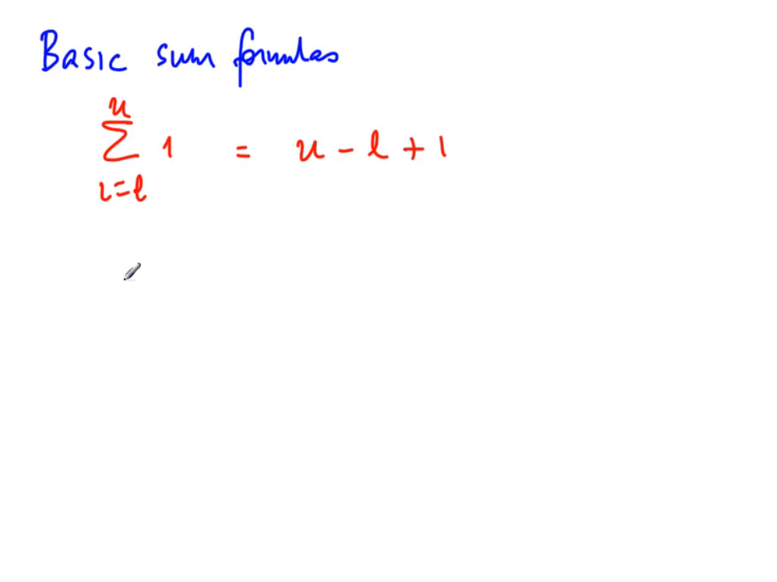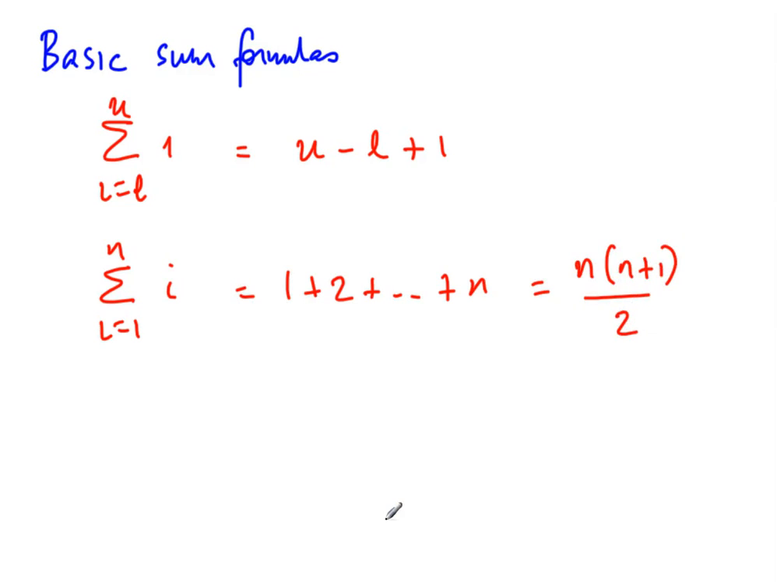The other thing that happens very often in our analysis of algorithms is to add up from i equal to 1 to n, i itself. That is 1 plus 2 plus up to n. We want this sum. Okay, and this, as some of you may know, is n into n plus 1 by 2.